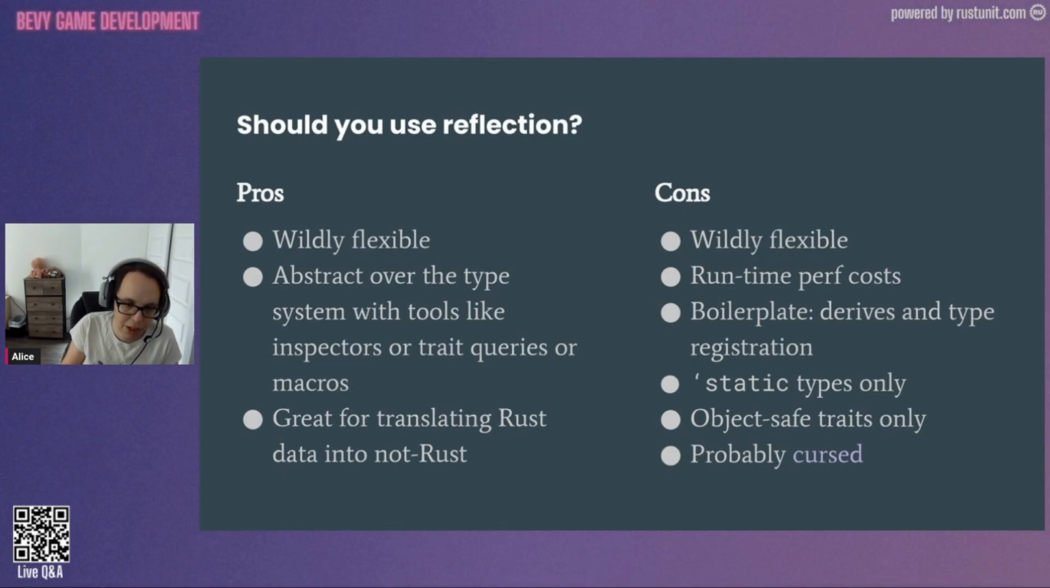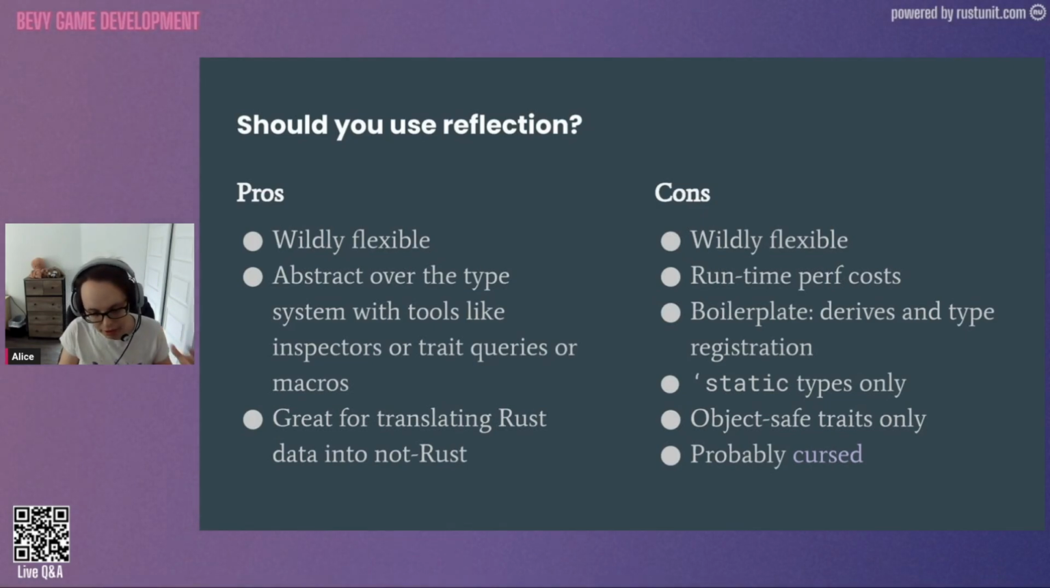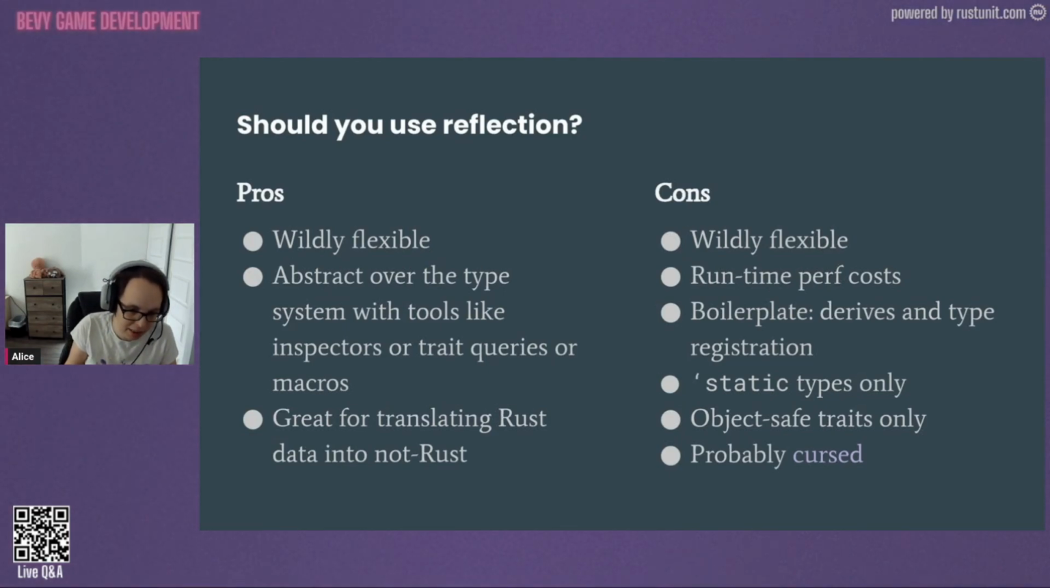But reflection is really good if you need to abstract over the type system in really complex and abstract ways. If you're making an inspector, trait queries, macros, or maybe networking, or a remote editor communication API, this is a pretty good tool for that.